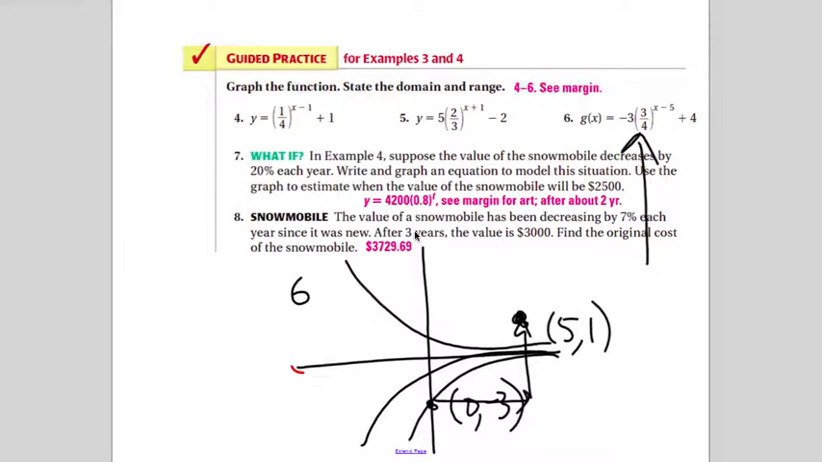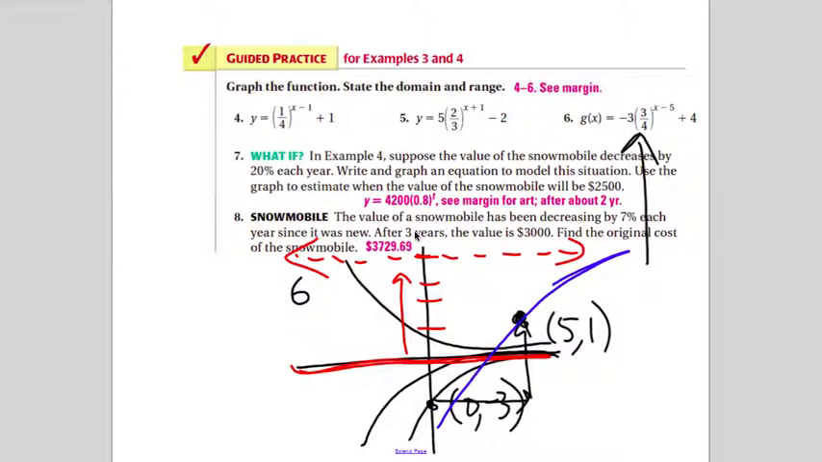My asymptote used to be at y equals 0, but that also got moved up 1, 2, 3, 4 units. This is my new asymptote. Which means my graph is now, I'll use blue, my graph is now over here.